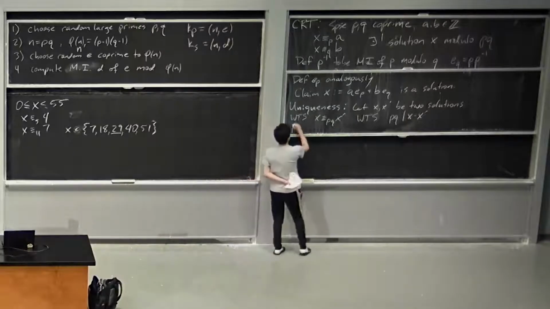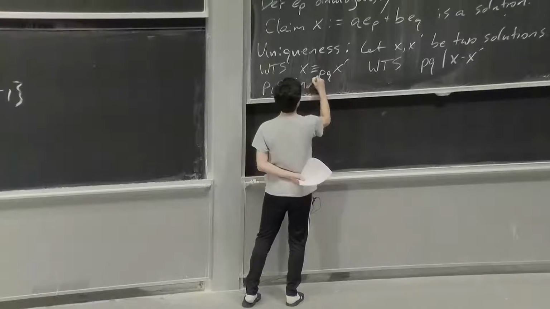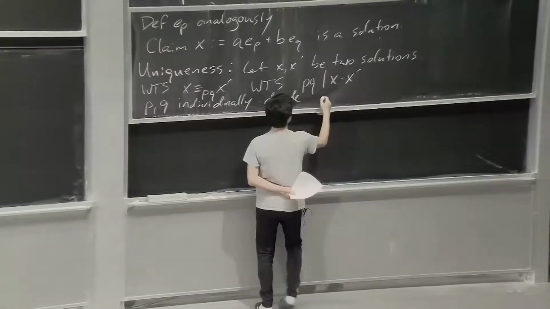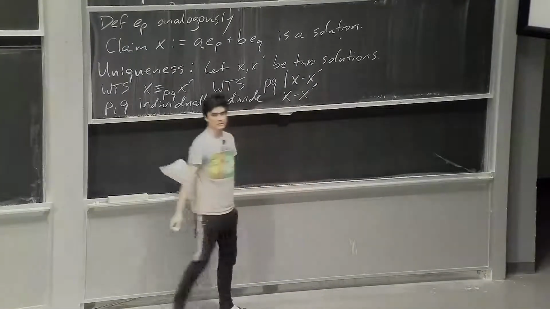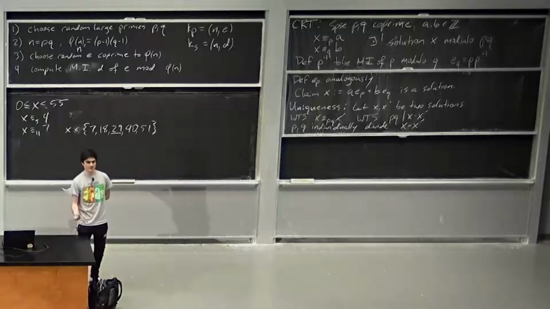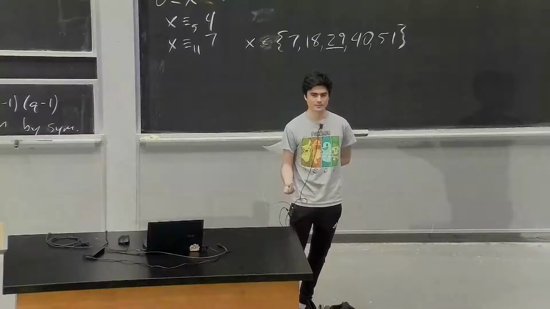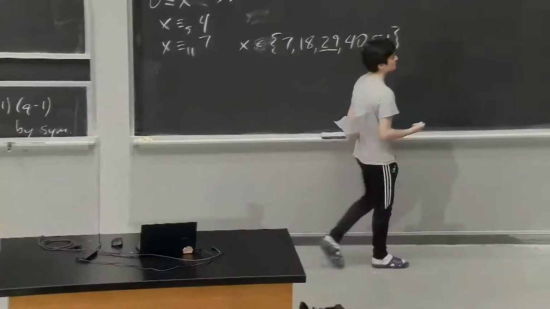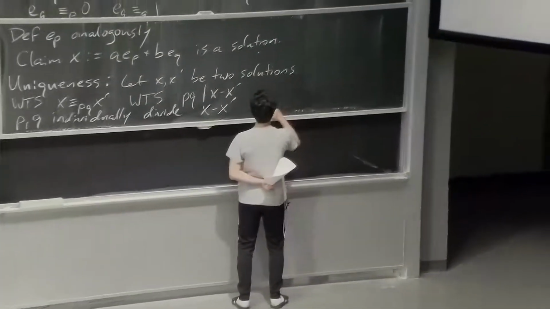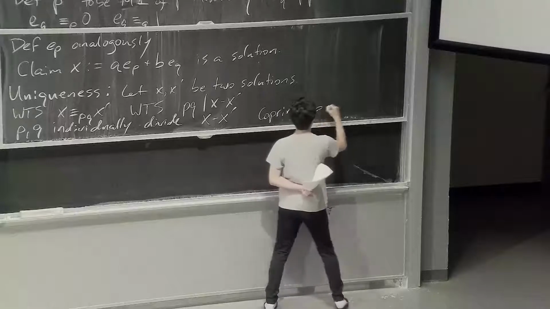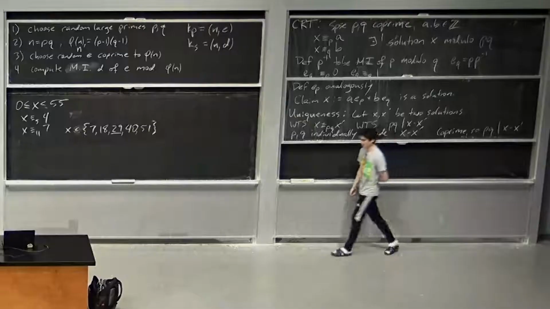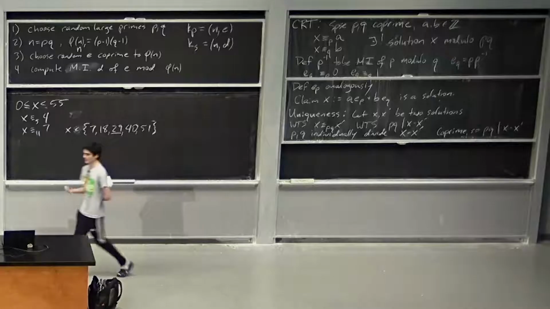So P and Q individually divide the difference, and by assumption they're co-prime, so their product must then also divide the difference. So that means that x and x prime must be congruent modulo PQ.